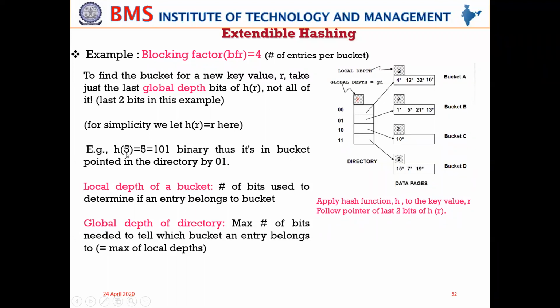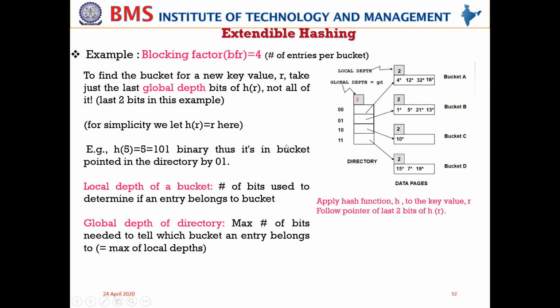Suppose 5 is the key value of the record. So h of 5 results in the same value, that is 5. That value I'm going to represent in binary, that is 101. Since I need to take the last 2 bits of the binary value, the last 2 bits are 0, 1. So you go to the directory and see where that 0, 1 address is. This is the 0, 1 entry in your directory, and your pointer is pointing and will take you to the appropriate bucket where that record should get inserted. So you go to that bucket and insert the record.